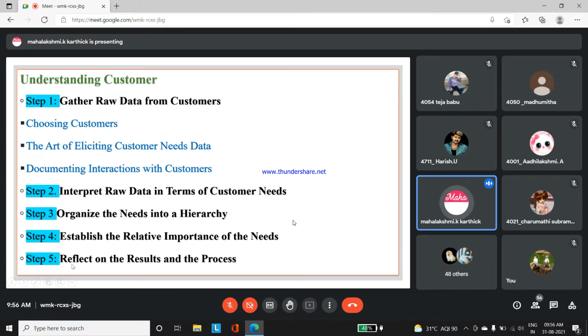So few steps are involved in understanding customer. It's not the easiest job to promote your product to the particular customer. It is not the easiest job, as you all know.